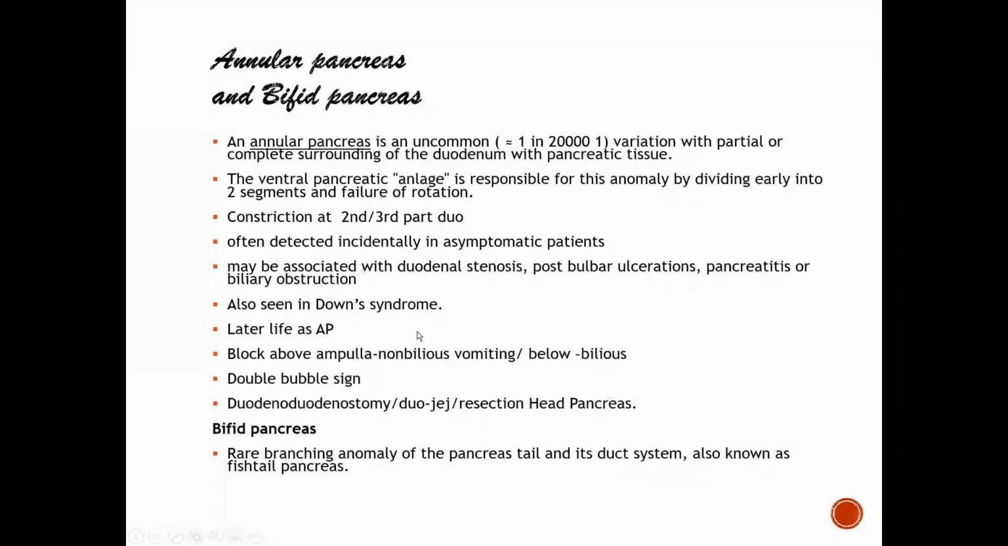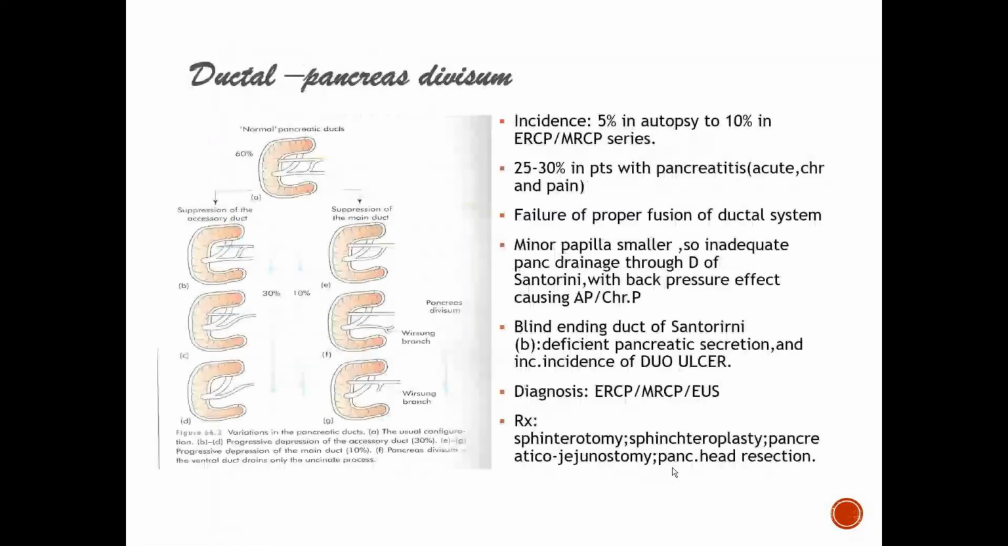A bifid pancreas is a rare branching anomaly of the pancreatic tail and ductal system, where it becomes a bifid tail known as the fish tail. This I think we already talked about, pancreas divisum, but just to highlight something out here, and that is that the usual presentation in these patients is, the incidence is 5% in autopsy, 10% in patients of ERCP, MRCP series. That's the incidence, right? 25 to 30% of these patients present with pancreatitis, acute or chronic.